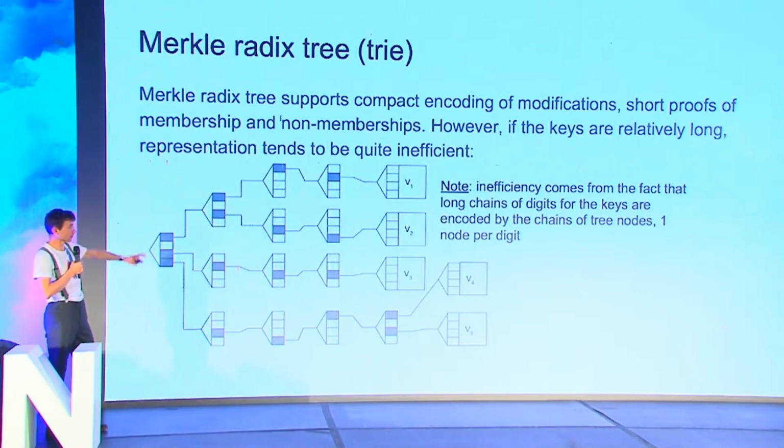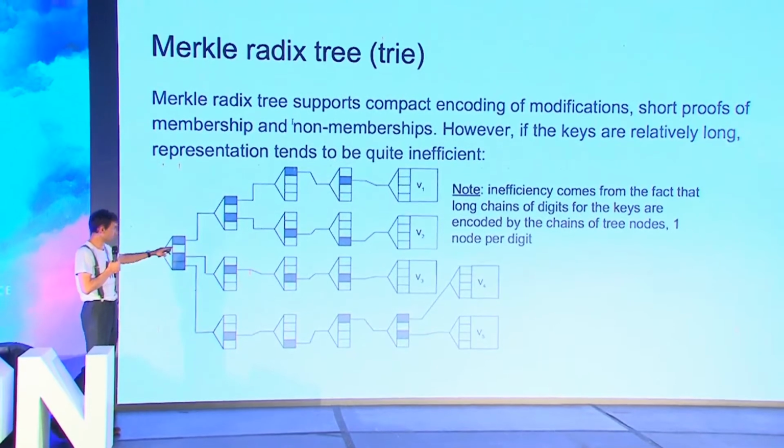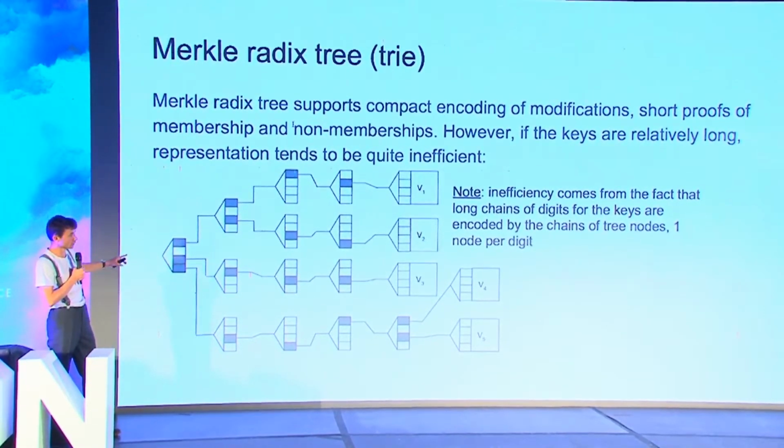And in this illustration, the radix is 4. But Ethereum uses radix 16, so it's got 16 children for each parent.